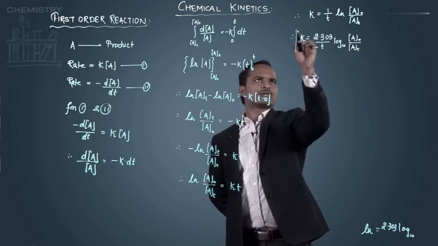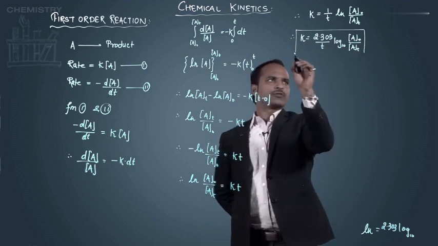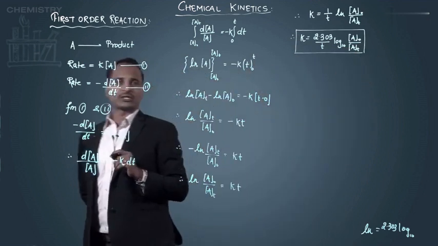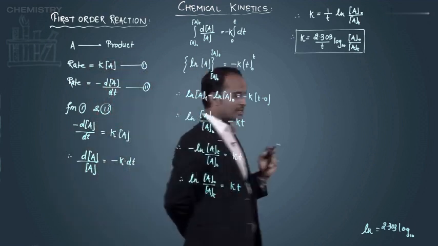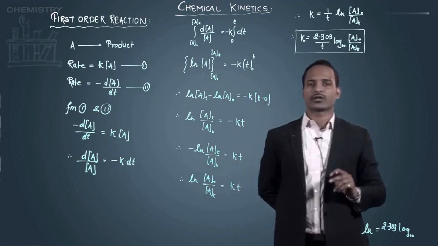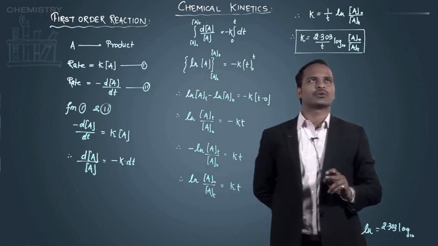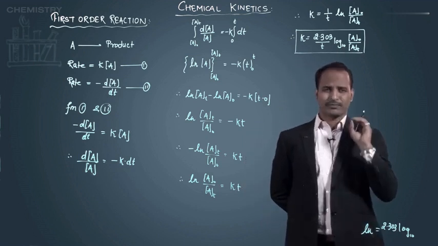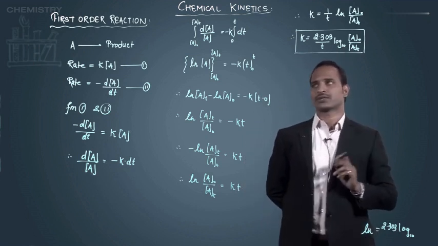So we have a formula for k for the first order reaction. Before this, we derived a formula for k for the zero order reaction, and the formula was k is equal to a0 minus at upon t. Here we have a different formula for k. It is 2.303 upon t log to the base 10 a naught upon at, and this formula is applicable only when the reaction is a first order reaction.